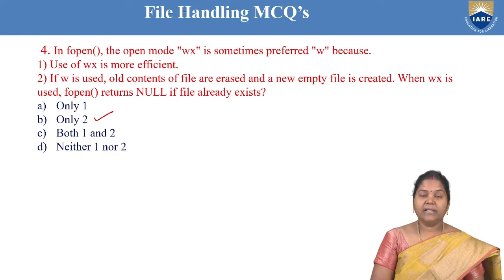Why is it preferred? Because if you are simply using w in the mode, then always the old file contents are erased and a new file is created. But when you are using wx, then fopen returns NULL if the file already exists. So the answer is the second option, that is B.